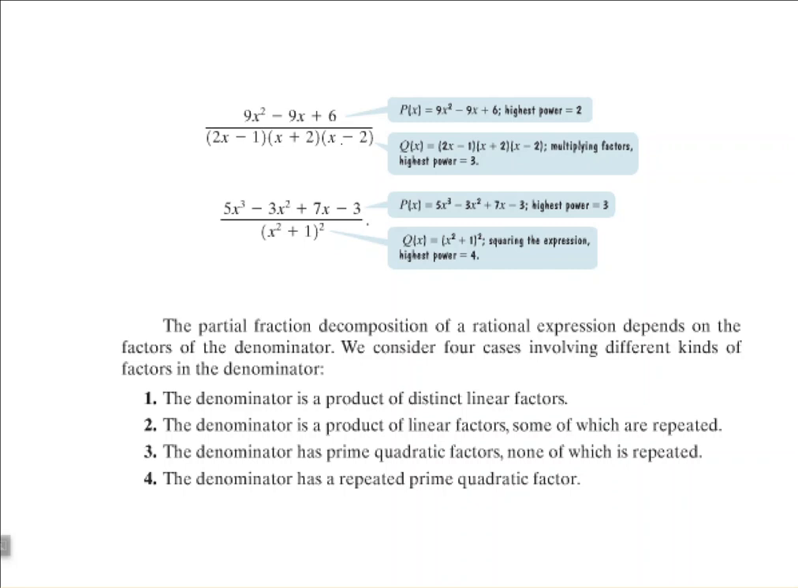Case 3: the denominator has prime quadratic factors, none of which is repeated. Prime quadratic factors means we cannot factor a quadratic expression, which means there's an x squared in our denominator. And none of the factors are repeated. In case 4, we have repeated prime quadratic factors. So we may have something like x squared plus 1 raised to the second power. That means it's there more than one time. It's repeated.